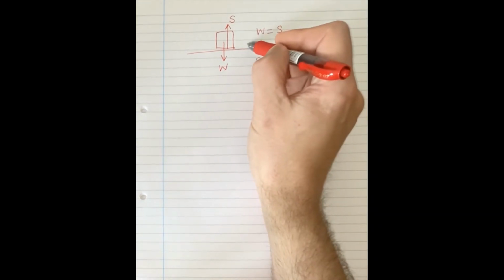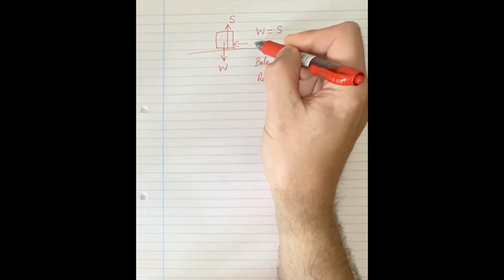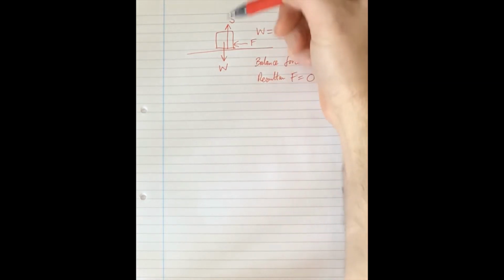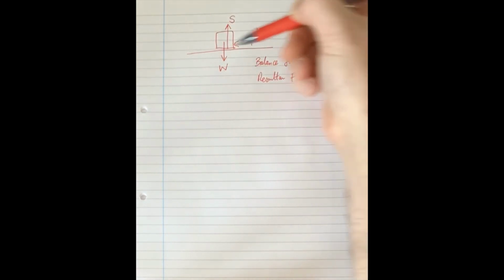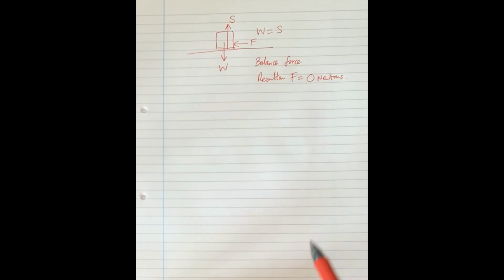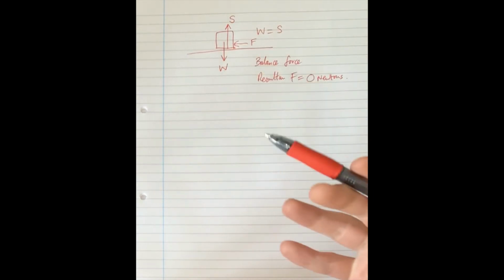If, however, we apply an external force, let's call this F. These forces are balanced, but now there's an uneven and unbalanced force, a horizontal force, and so this box is going to start moving.